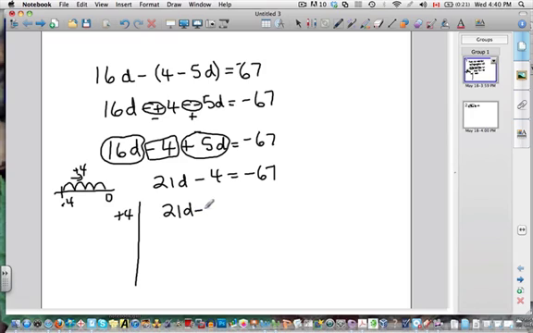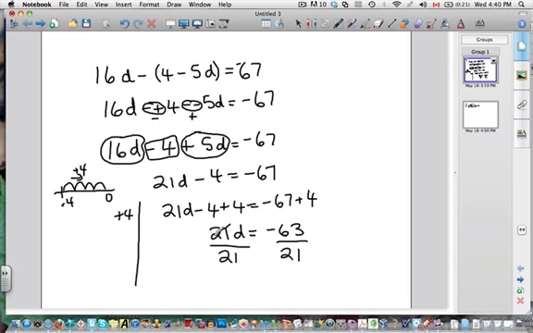So 21d minus 4 plus 4 equals negative 67 plus 4. These two cancel. So I have 21d equals negative 63. Now the last step, once I have all my d's on one side and my constants on the other, I divide by the coefficient of the variable, the number that is in front of the variable. So these two cancel. 1, 1, which is the same as 1d over 1, which is d. So I end up with d equals negative 3. And there is the answer to the question.